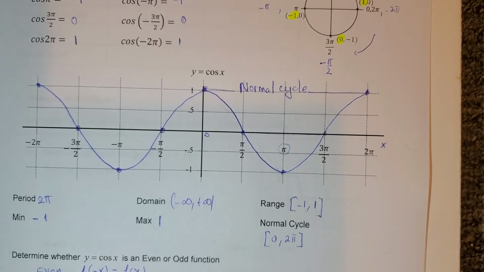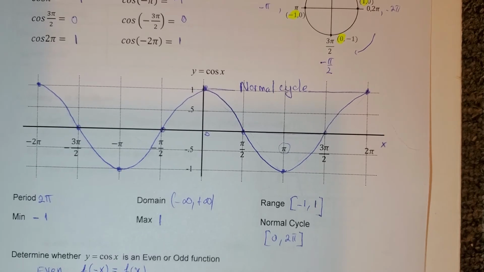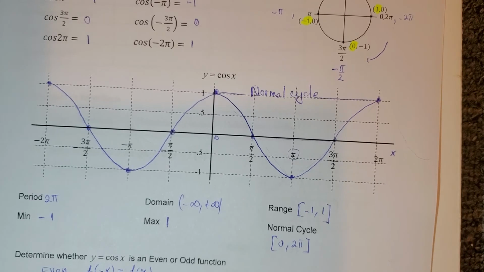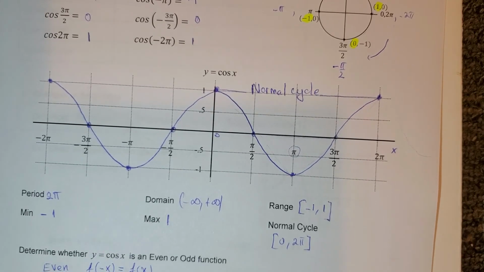If n equals 0, you get only pi over 2. If n equals 1, you add pi to that, so you get 3 pi over 2. And if n equals 2, you add 2 pi, and so on. So this is the formula to find all the roots of the cosine function.